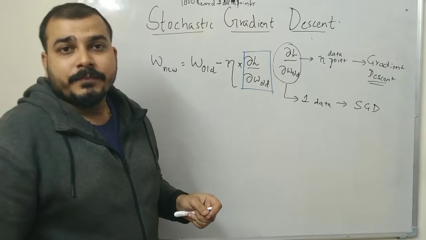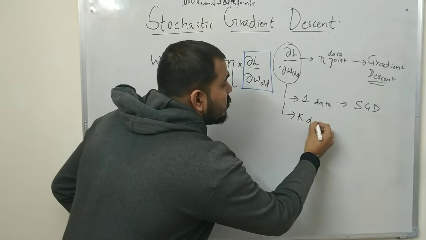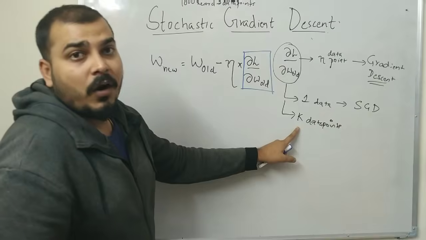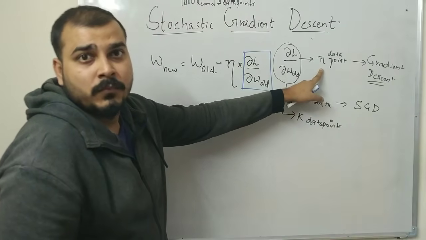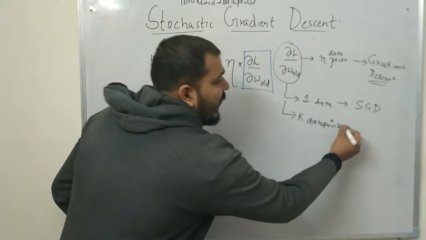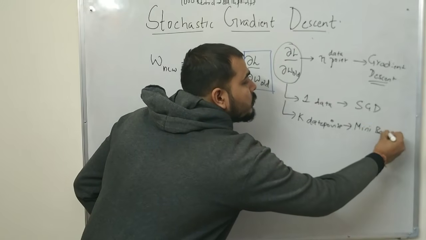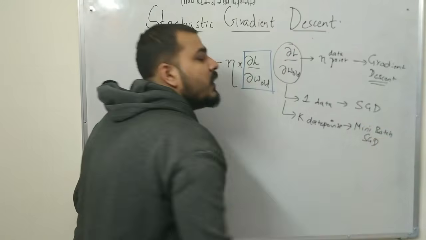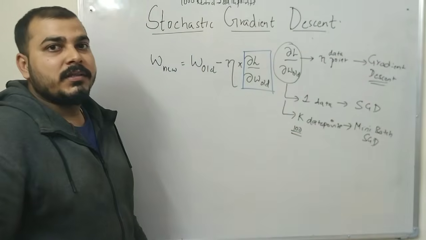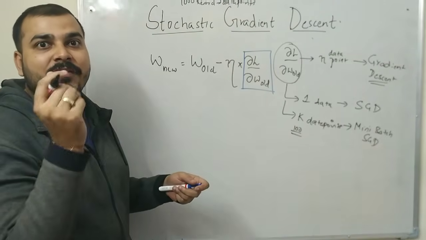Now the next thing is that if I consider k data points, where k is always less than n, that is the total number of data points, then I will call it mini batch stochastic gradient descent. That means suppose my k value is 100. Initially I will send 100 data points and capture the y hat for each and every data point.